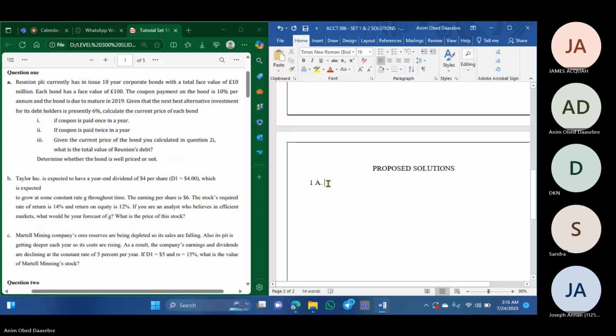the answer. So we are starting with the first one, part A. So 1A is what we have.